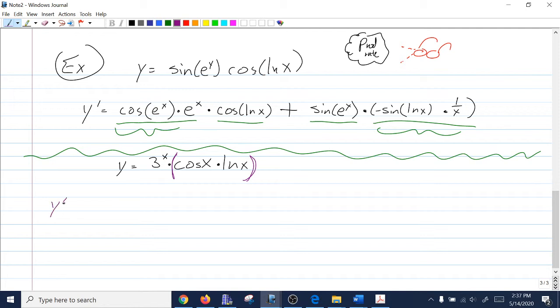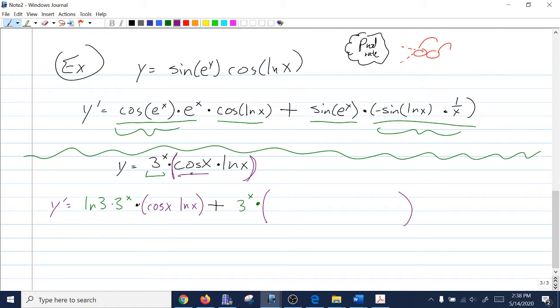I would go y prime equals derivative of the first is ln 3 times 3 to the x times, leave the second alone, cosine x ln x, plus, leave the first alone, 3 to the x, times derivative of the second. Now's the place where I look at this and say, how do I take the derivative of it? And I look at it and I see it is something times something. So to take its derivative, I need to use the product rule.